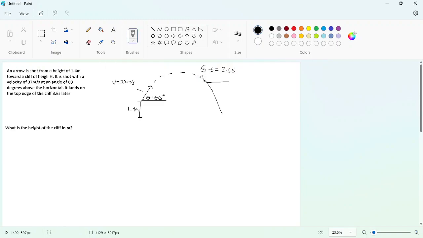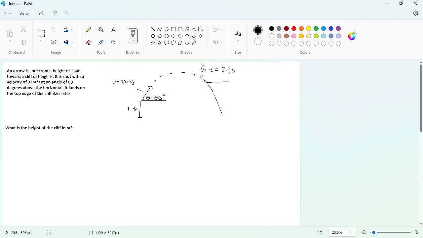Well, we'll probably have to find that information considering they didn't give it to us. Let's see what way we can find that information. Okay, so the arrow strikes the cliff at the top. So in other words, at the time that the arrow strikes the cliff, the Y position of the arrow is going to be at the top of the cliff. In other words, this Y position will tell us the height of the cliff. So if we're able to find the Y position of the arrow when it strikes the cliff, in other words, in 3.6 seconds, we'll be able to find the height of the cliff.